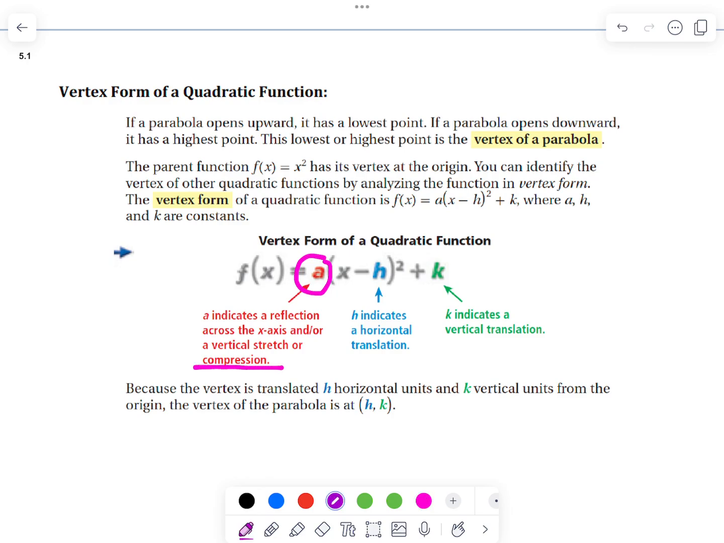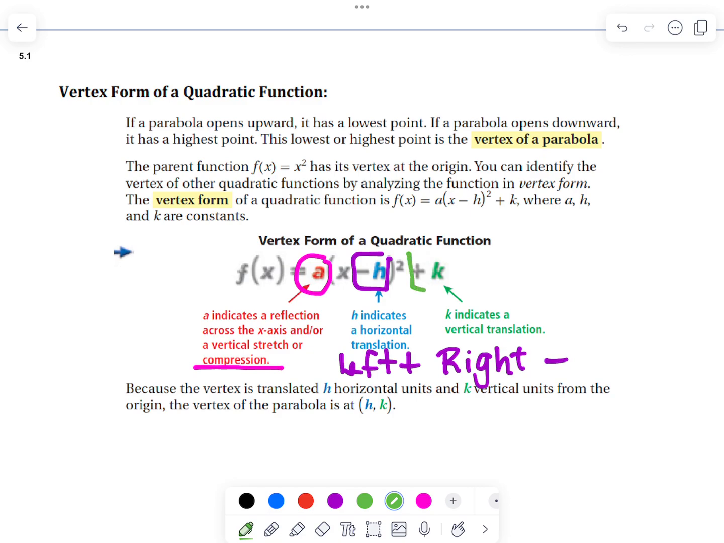The second piece, the H, tells us if we move left or right. If we have a positive, it's going to move left. If we have a negative, it's going to move it right.